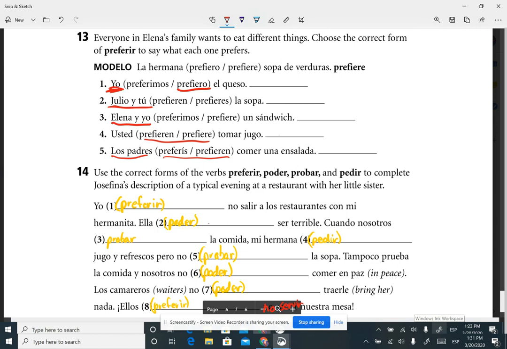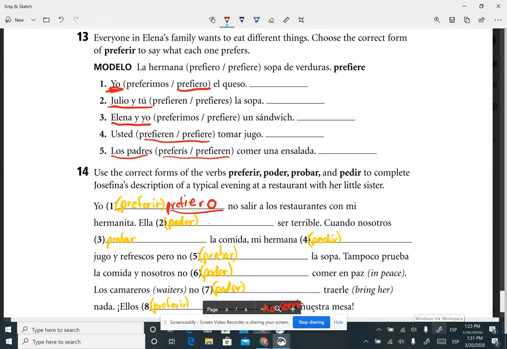And down in the second section, I gave you the verbs just to make sure this makes sense to you. Your yo ending is going to end with an O, and there is an IE change in there, so the verb is going to end up being prefiero. I prefer not to go out to restaurants with my little sister. She can be terrible. When we try the food, my sister orders juice and soft drinks, but doesn't try the soup. Neither does she try the food, and we aren't able to eat in peace.